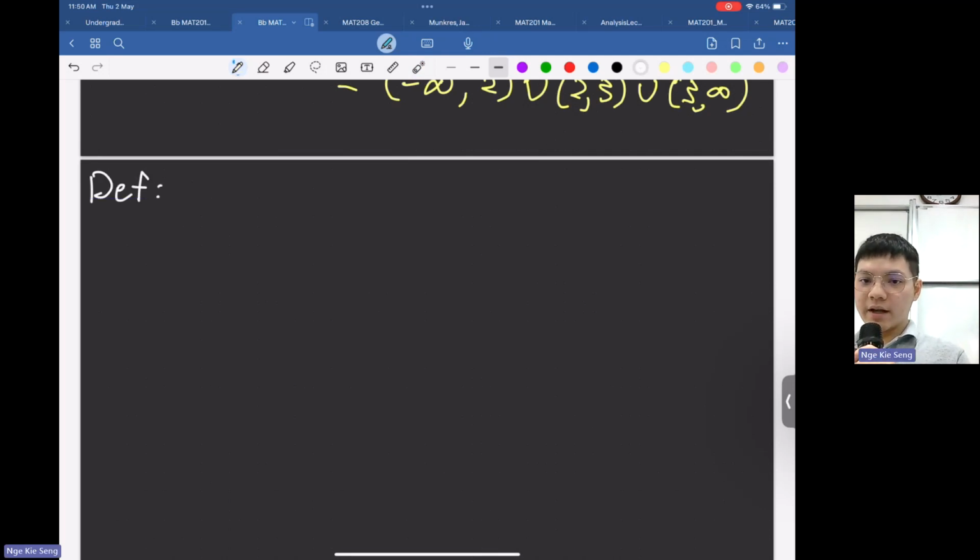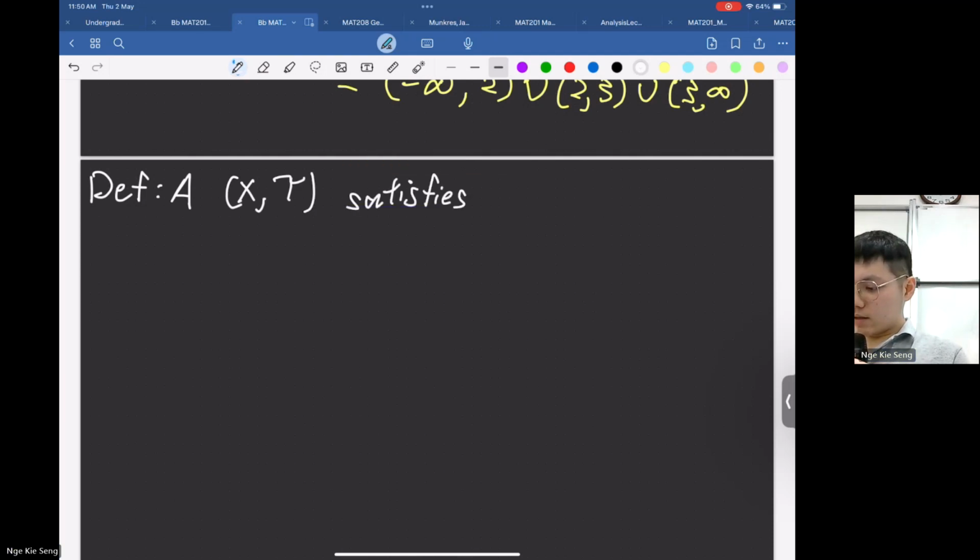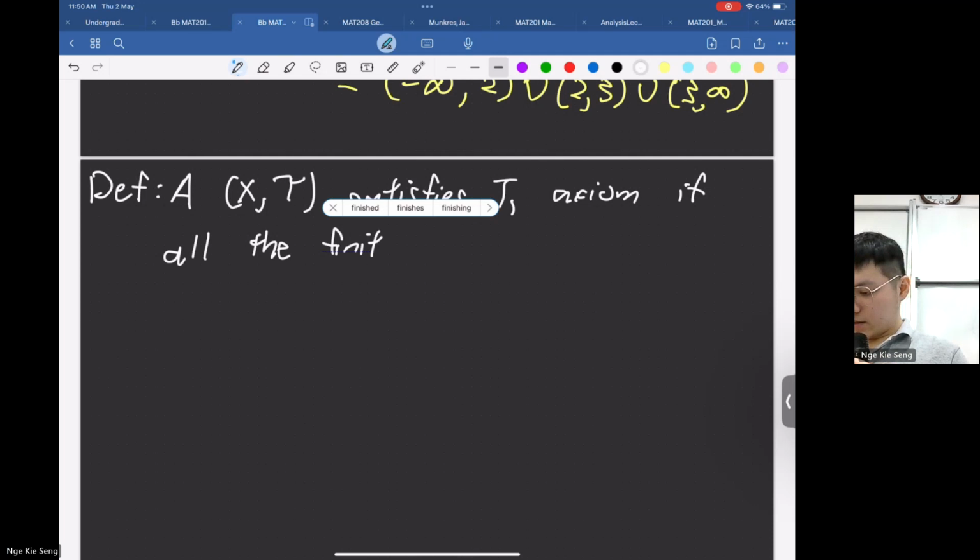Okay, so in this case here, we will define what is called the T1 axiom. A topological space satisfies the T1 axiom if all the finite point sets are closed.